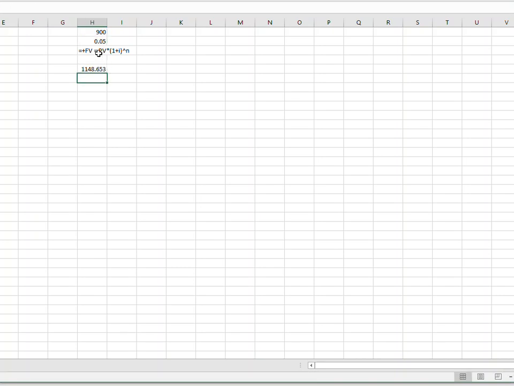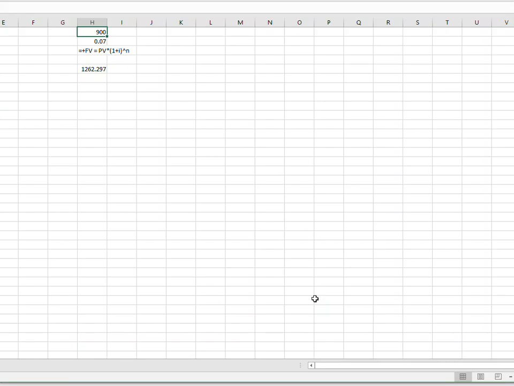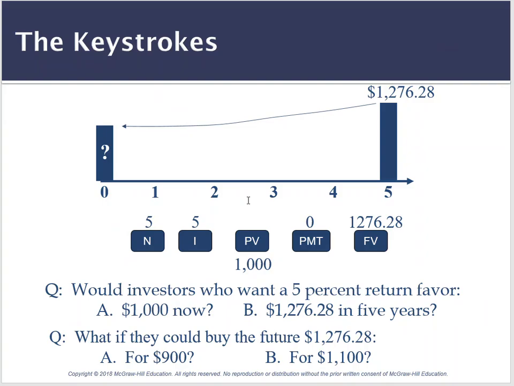Okay, now you can see, if I change that interest rate to 0.06, it's more. And if I change it to 0.07, it's even greater. So you can see I would earn a 7% return if I could purchase that investment at $900. Now, if it were $1,100, I would earn less than the 5%. I'm not going to take time to do that right now, but we will work some in class.